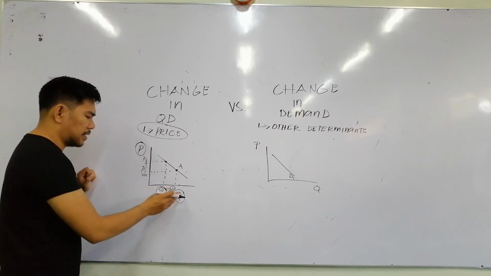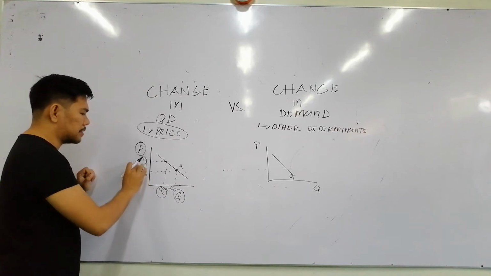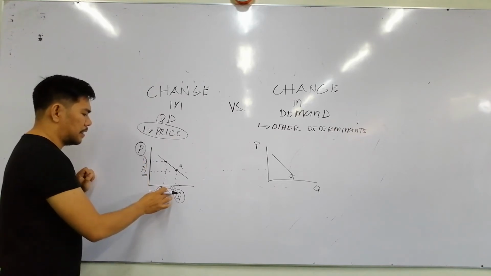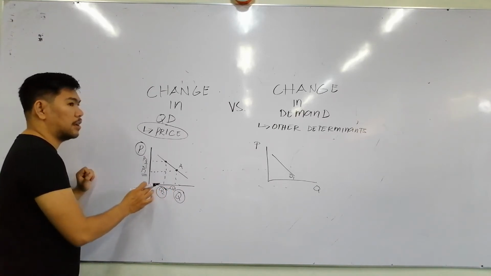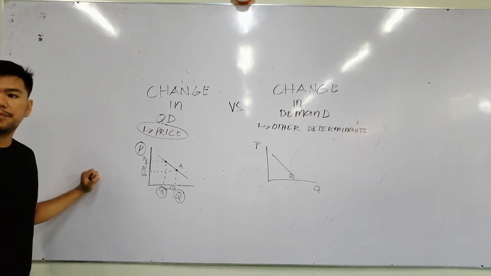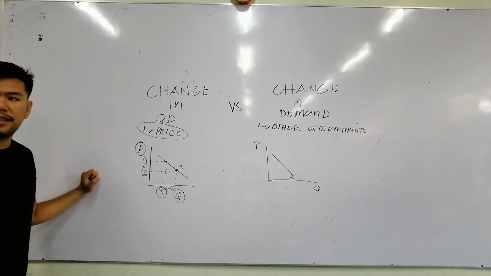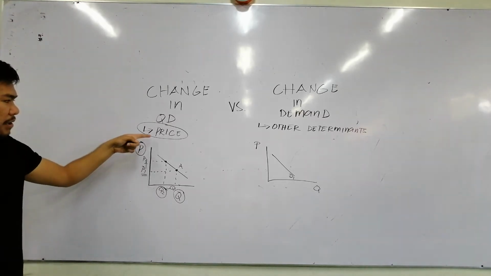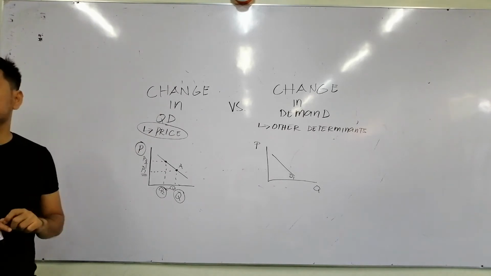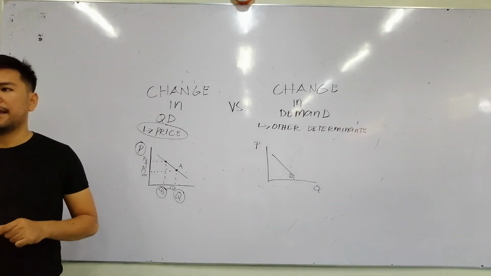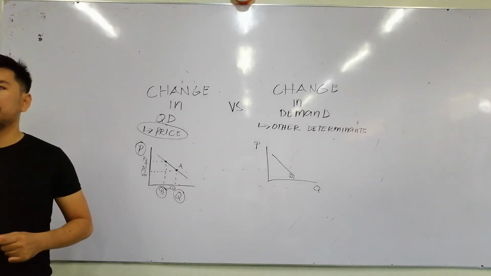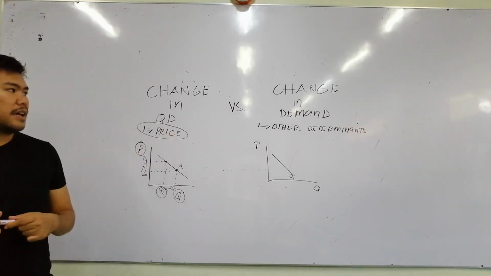It decreases. It moves to the left. The price goes up, the quantity demanded decreases, because the law of demand states that as price increases, quantity demanded decreases. So the cause here is the price. Does it make sense? Okay, next. We will proceed to the change in demand.